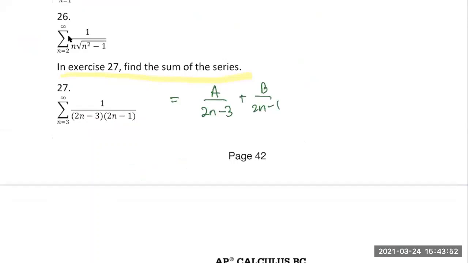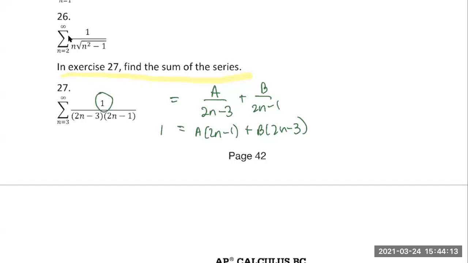So for this one, you do have to separate the series, since it's the sum of 2 fractions. So break it apart and then figure out what A is and what B is. So let's do partial fraction decomposition on this. As you do that, this is all supposed to be equal to the numerator on the left, which is 1. So 1 equals A times 2n minus 1 plus B times 2n minus 3.